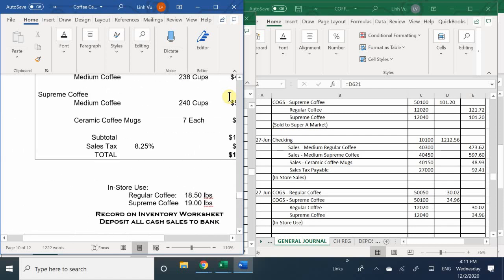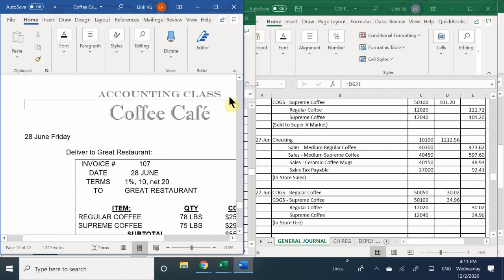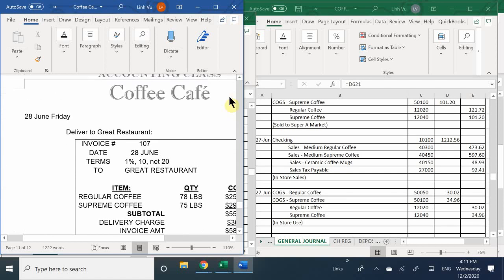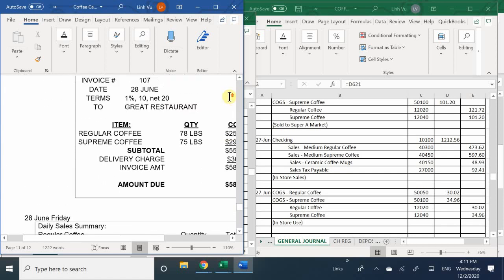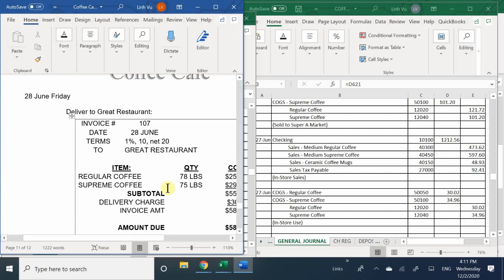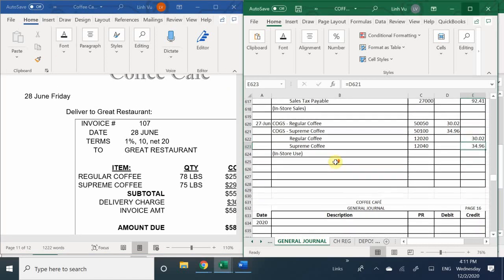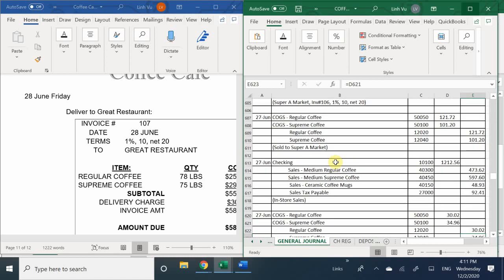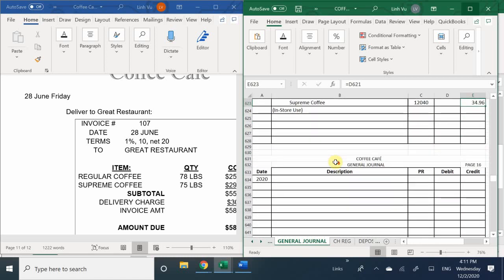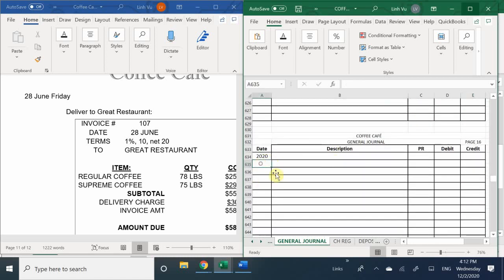Oh, no, wait, we just did the daily sales. All right, so here on the 28th, we are now delivering to Mr. Great Restaurant. Let's go ahead and do this real quick. Who wants to do it? Real quick. Yeah, real quick. And it's going to be on the next page. We'll be cutting and pasting today.